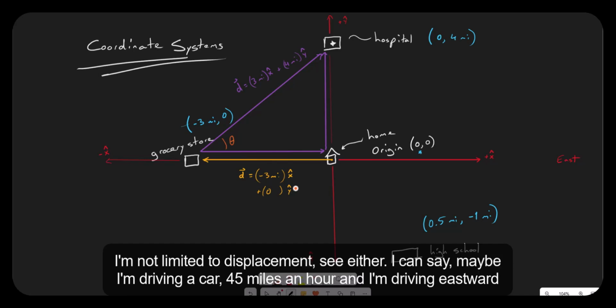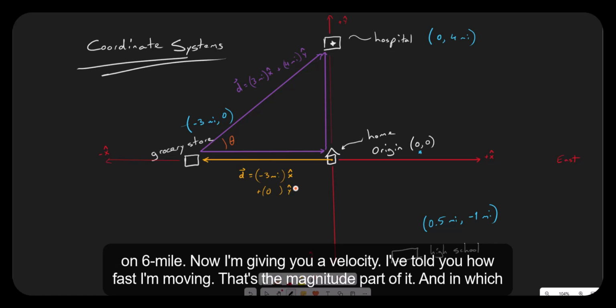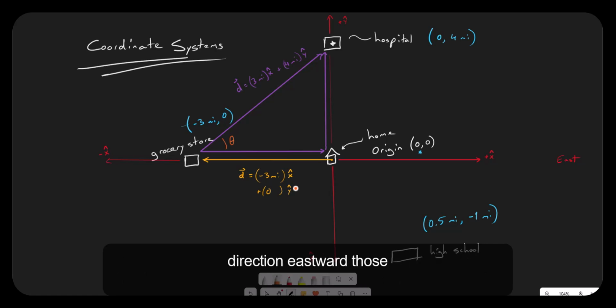I'm not limited to displacements either. I can say maybe I'm driving a car 45 miles an hour and I'm driving eastward on 6 Mile. Now I'm giving you a velocity. I've told you how fast I'm moving, that's the magnitude part of it, and in which direction, eastward. Those are vectors.